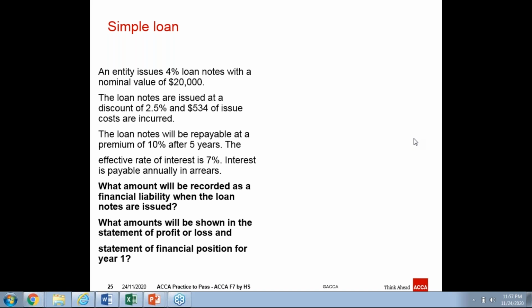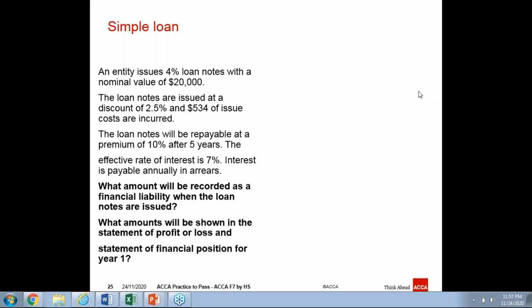If there's a discount on the financial asset, then it should also be deducted. But the transaction cost should be capitalized in the financial assets. The 10% has no use. Actually, it was saying just that you have to redeem the loan at a premium of 10%. So it is not going to be used because the value of the premium is already embedded in the effective rate. So your main focus should be on the effective rate.